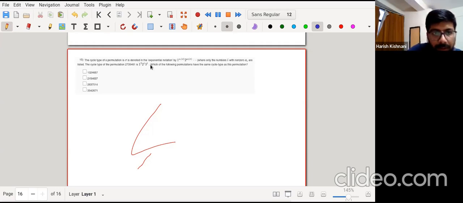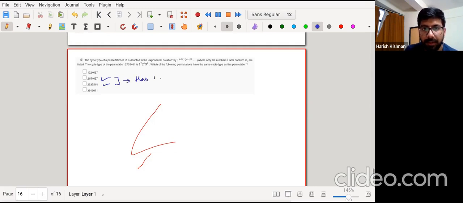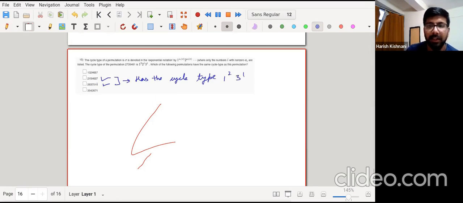So 2154637, this option is correct, the second one, and 2637514, the third option is also correct. You can check that these permutations have the same cycle type. So just try to figure it out on your own. If you find any difficulty, then we can discuss it in the next interaction session.